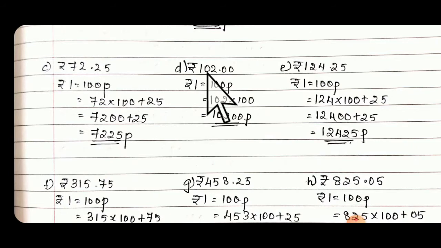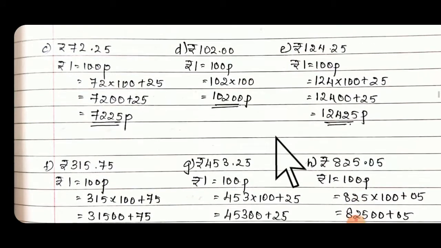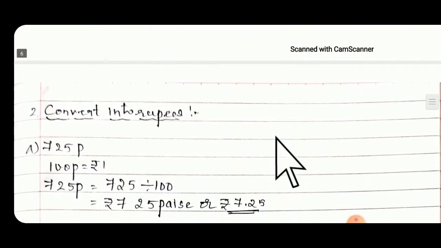Similarly, for rupees 102, convert into paise, multiply by 100. So it will be 10200 paise. E also, 124.25. So 25 paise. 1 rupee is equal to 100 paise. 124 into 100 plus 25. So multiply by 100, it becomes 12,400 plus 25. Do the addition, it will be 12,425. Similarly, do the remaining.